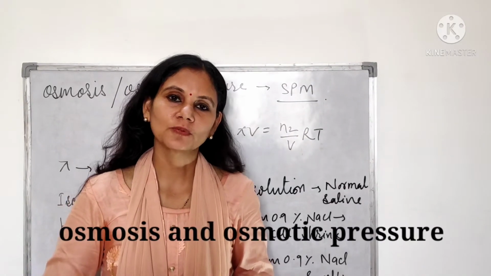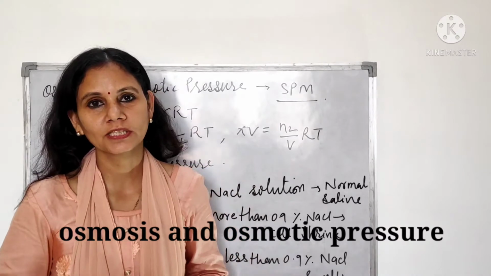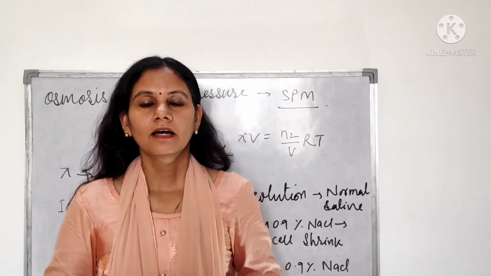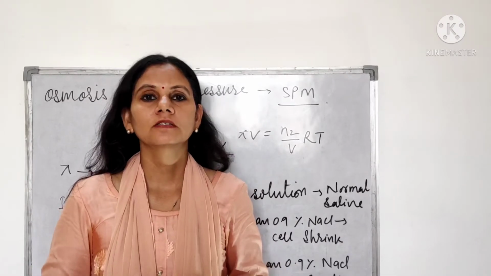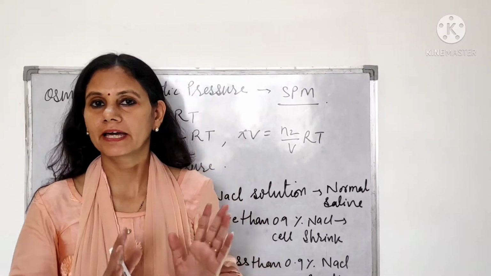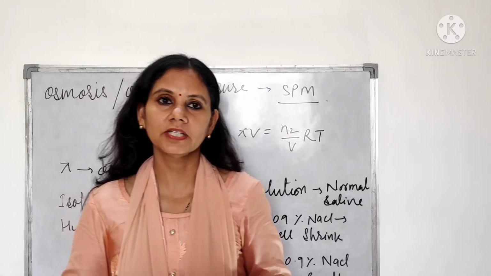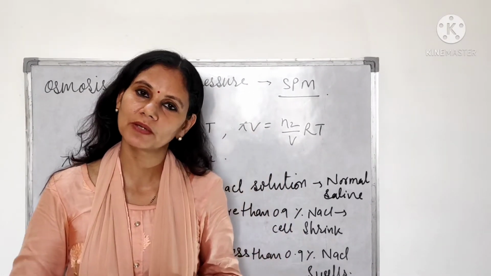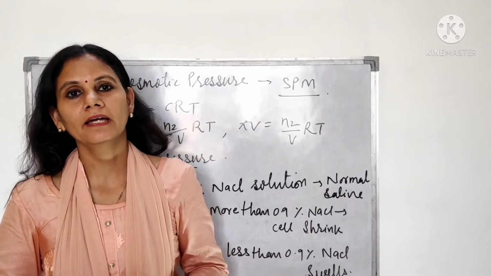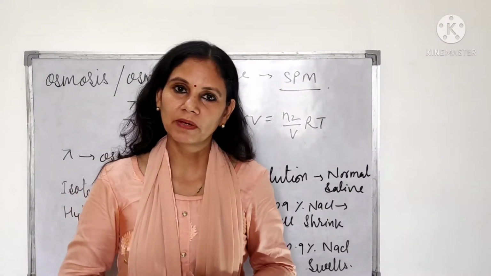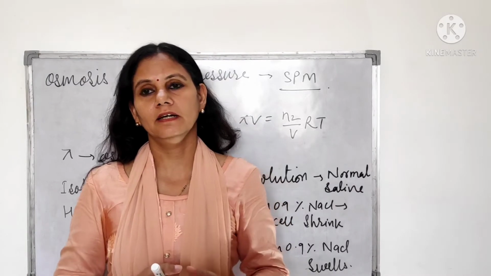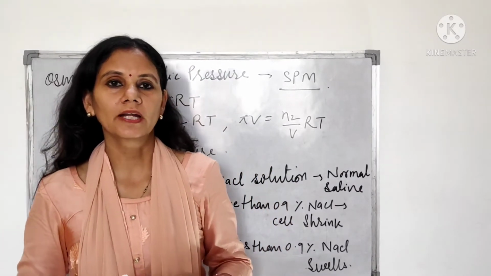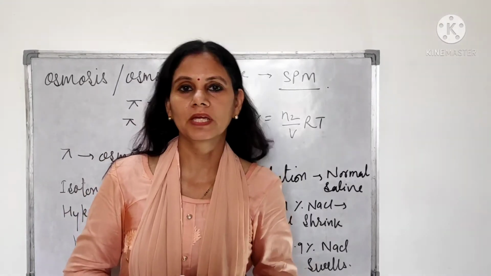So the next property is osmosis and osmotic pressure. Osmosis is the movement of solvent molecules from higher concentration to lower concentration through an SPM. And what is SPM? SPM is a semi-permeable membrane that is made synthetically from cellophane membrane, and the animal's organ skin is also called an SPM, semi-permeable membrane.